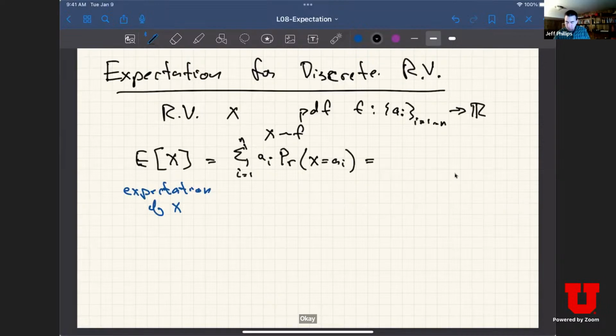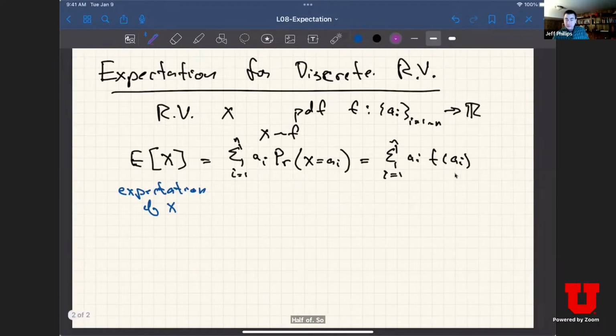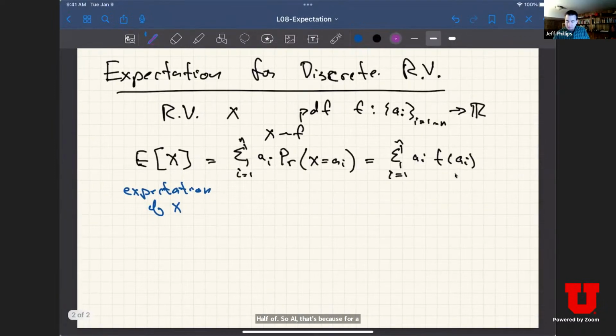This is equal, i equals 1 to n, to just another way of writing it with the probability density function, f of ai. That's because for a discrete random variable, we have that f of a is equal to the probability that x is equal to a. So that's true for a discrete random variable, so then we can write it down as this formula.